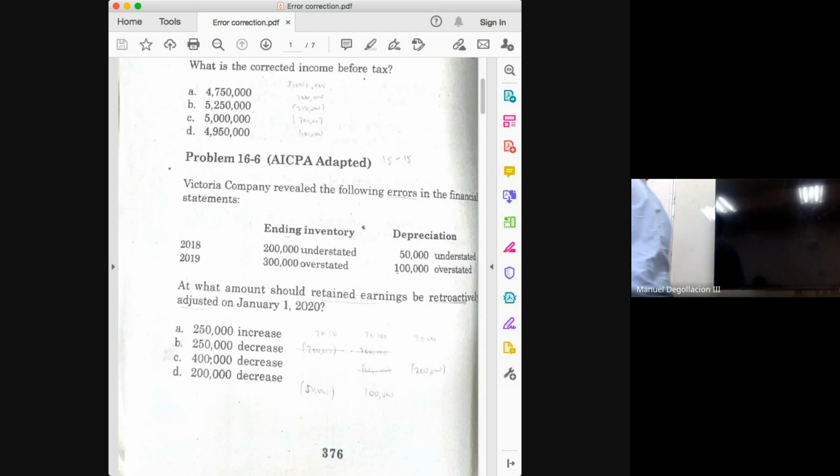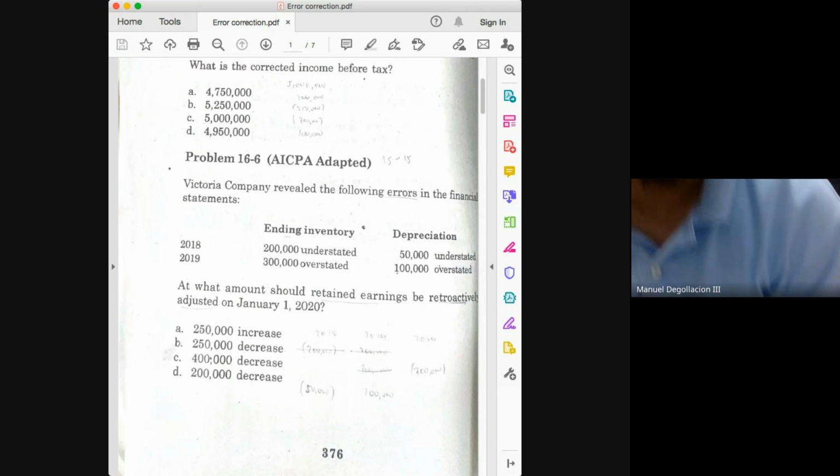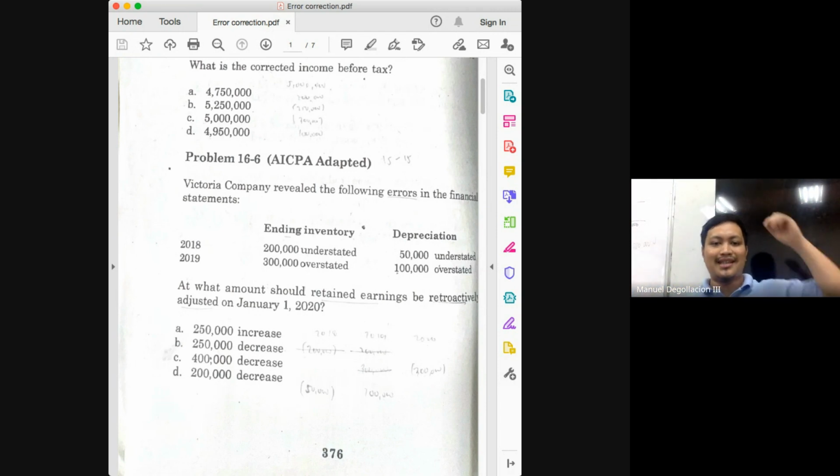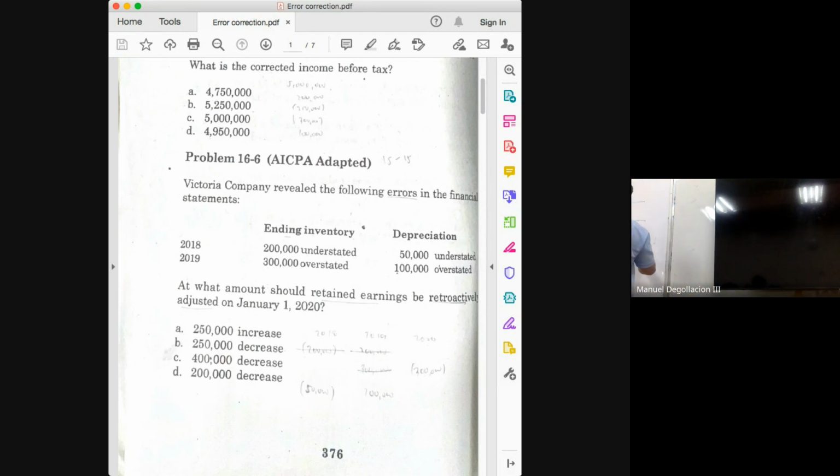So for 2018, so far, how much is the understatement, class? What other error happened in 2018? Depreciation is understated. So if depreciation expense is understated, that means our total expenses would be understated. And if your total expenses is understated, what's the effect on net income? If expenses are understated, income would be overstated. By how much? 50.